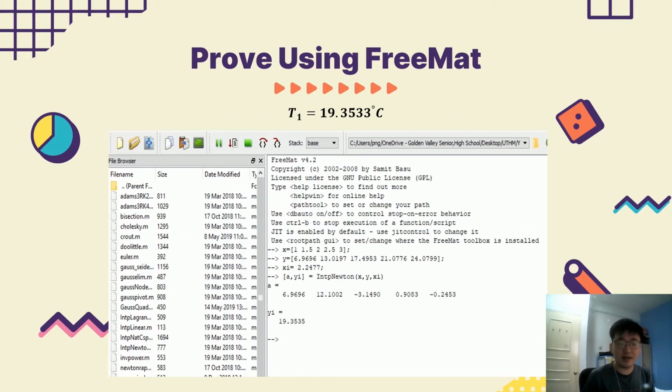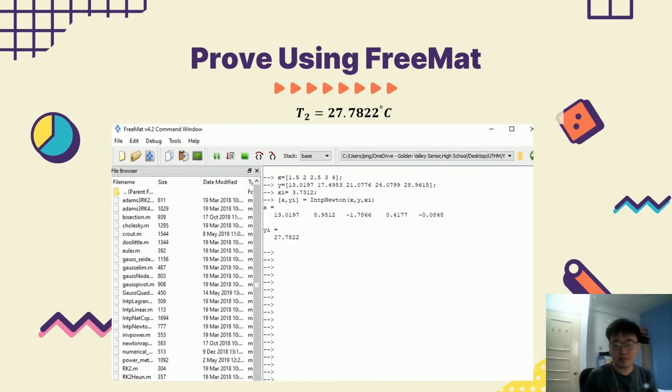Alright. Next, we will move on to T1. Temperature 1 is 19.3533. By using the free method, we're getting the answer 19.3535. There is a 0.00032 value difference. So for T2, when T2 is 27.7822, the answer that we get from the free method is exactly the same, 27.7822.